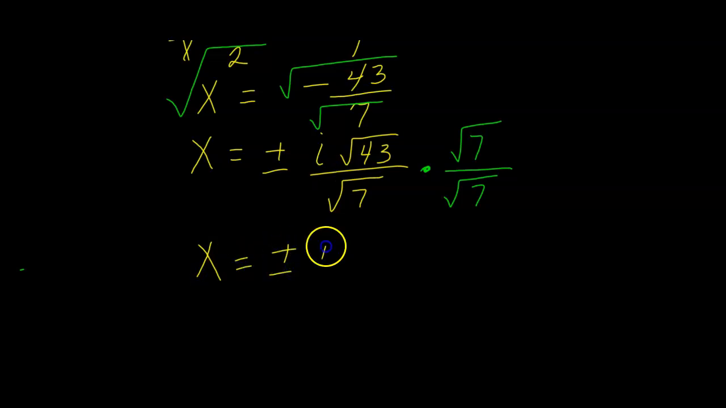I still have my i. And then when you're multiplying radicals, the product is going to stay underneath the square root. So I'm going to take 43 times 7. That's going to give me 301 all over the square root of 7 times the square root of 7, that's going to give me the square root of 49.